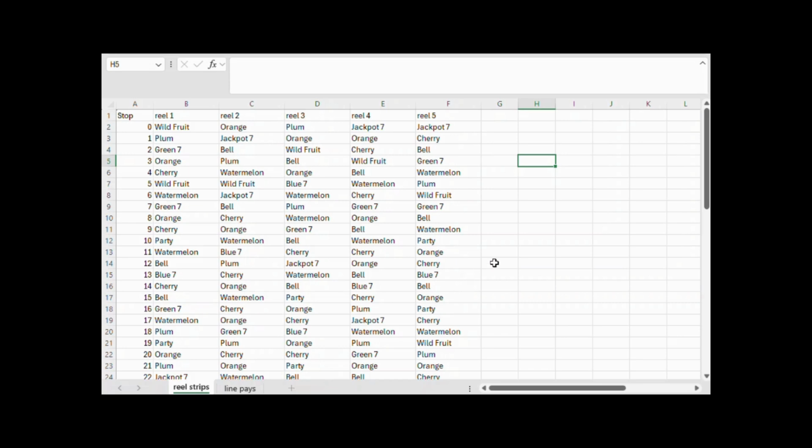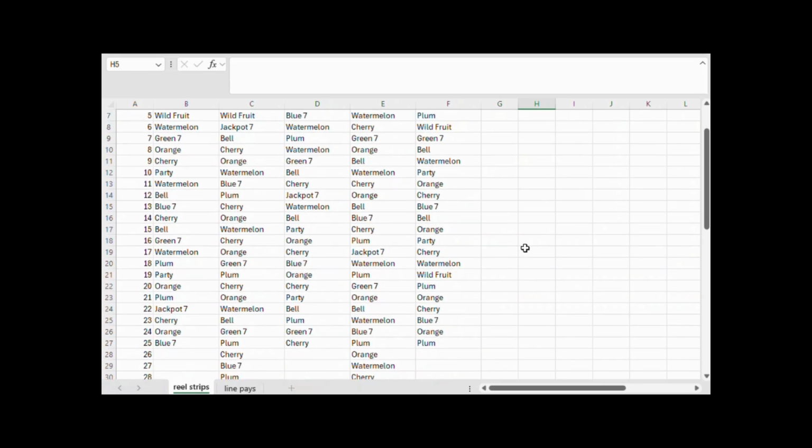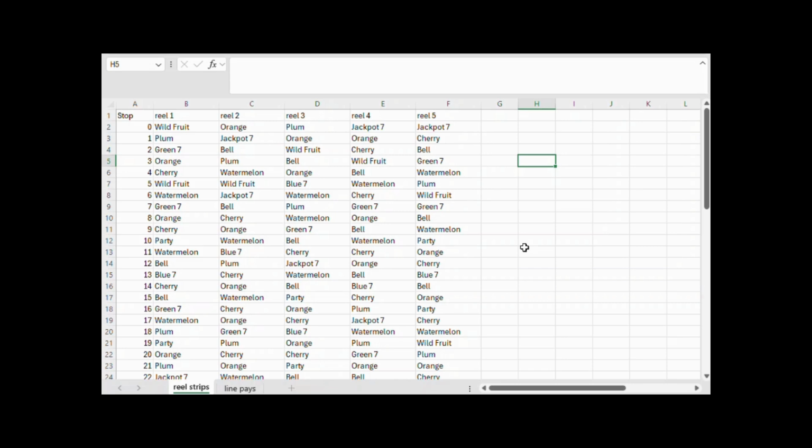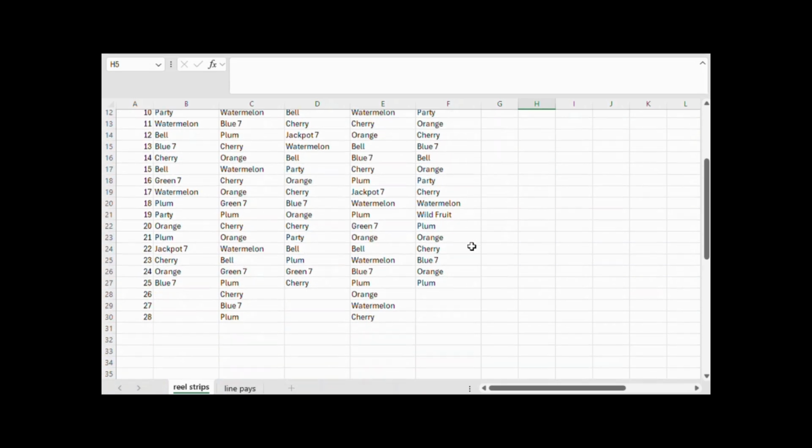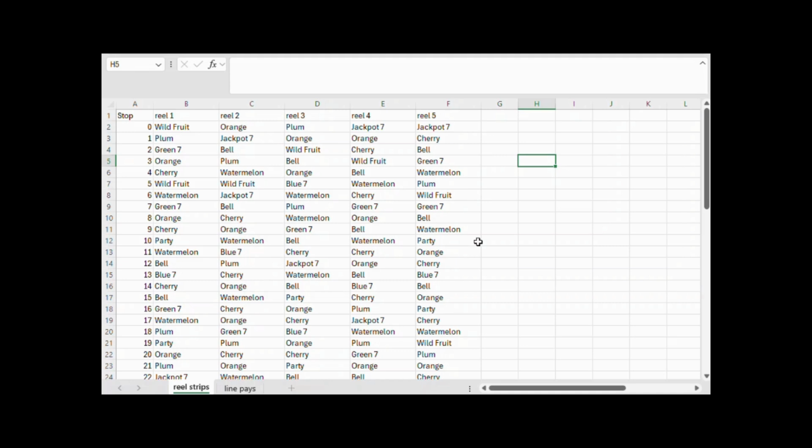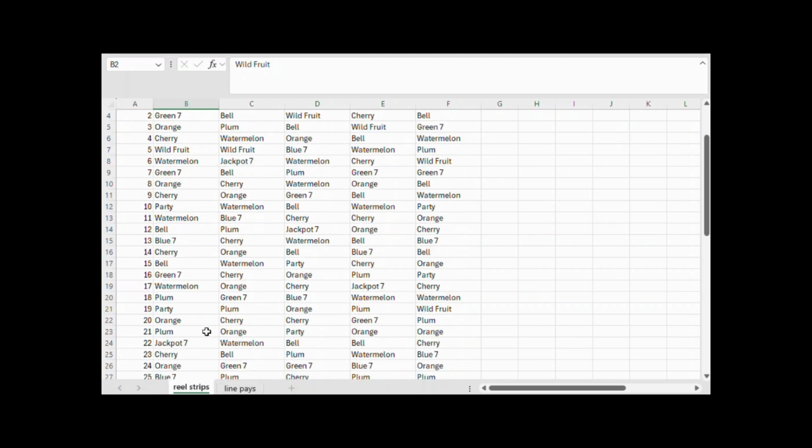Hey YouTube, I am now in Excel, and to save some time I have already put into a spreadsheet the reel stripping, and this is all based upon that video footage that I took that I just talked about. So let's look at reel 1 for example. You can see that there are 26 stops numbered 0 to 25.